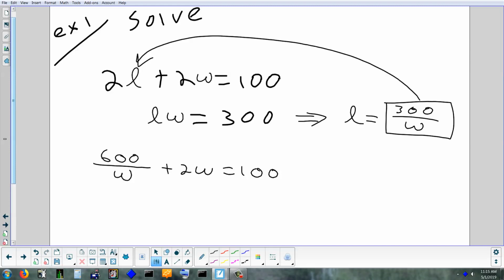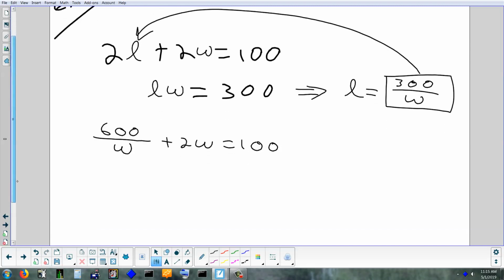Now, what I don't like here is this fraction. Usually when we're solving an equation, if it doesn't have fractions, that's easier. So how could I get rid of this divide by W? And I'd have to do it here, here, and here, all 3 spots. Yeah? Multiply by W? Yeah, you can multiply everything by W, that's fine. But you got to do it here, here, and here. So here it cancels.